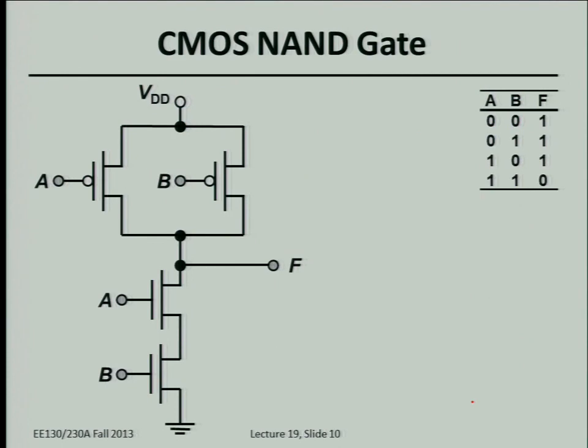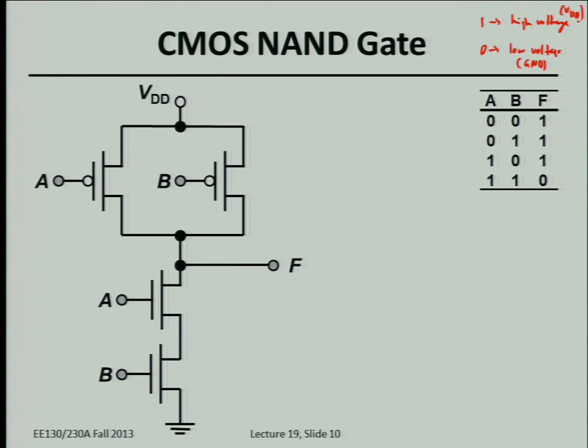A NAND gate. The output of a NAND gate is only low if both inputs are high. Right? So let's say 1 represents a high voltage, and 0 is represented with a low voltage. So this would be like ground, and this would be VDD.